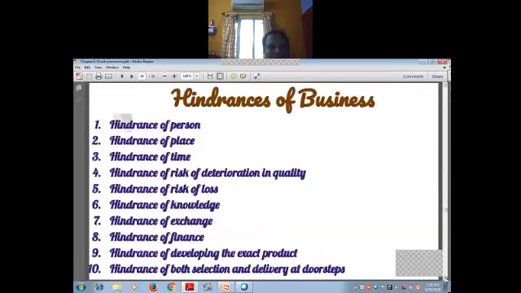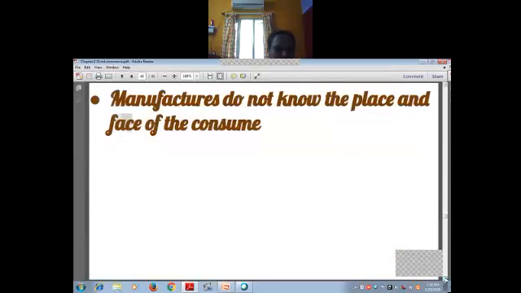Hindrance of person, hindrance of place, hindrance of time, hindrance of risk of deterioration in quality, hindrance of risk of loss, hindrance of knowledge, hindrance of exchange, hindrance of finance, hindrance of developing an exact product, hindrance of food selection and delivery at those steps.